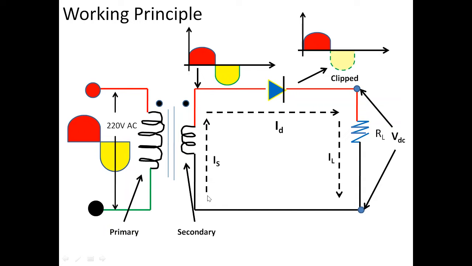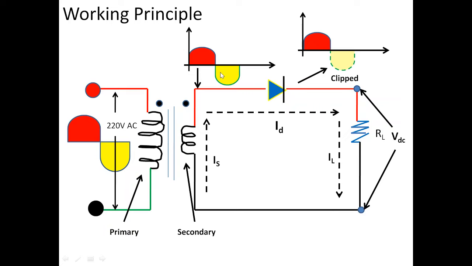Now let's assume the current flowing through the secondary as IS, the current flowing through the diode as ID, and the current flowing through the load as IL. Since the current is flowing from the top of this resistor to the bottom of this resistor, the top portion of the resistor will be at positive potential compared to the lower one. So when the diode conducts, that is, when the input AC is in this interval, we'll get an output.